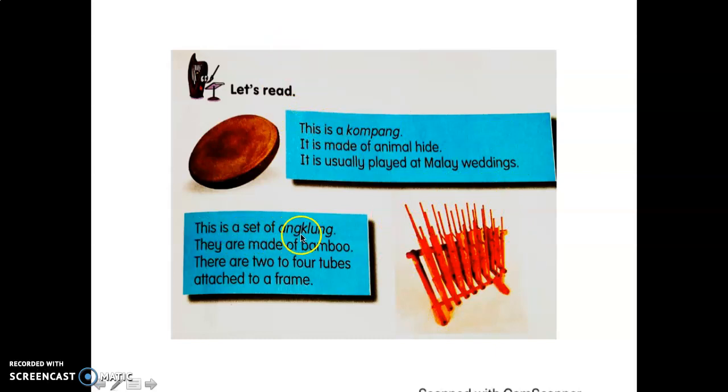This is a set of angklung. They are made of bamboo. There are 2 to 4 tubes attached to a frame. Ini ialah angklung. Angklung diperbuat daripada buluh. Terdapat 2 hingga 4 tube yang diikat pada rangka angklung.